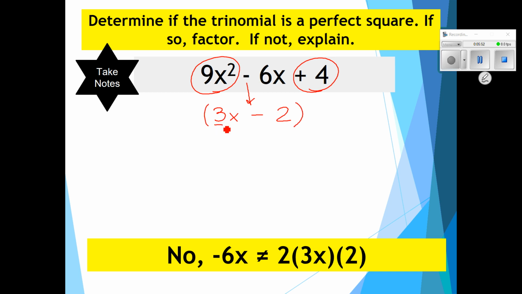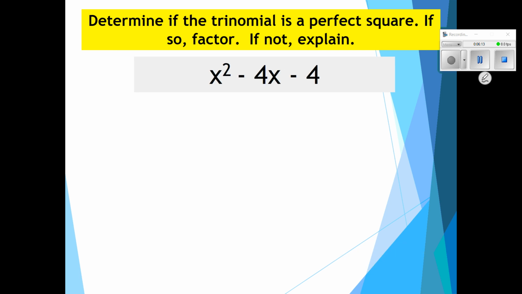We go 3 times 2 is 6, and we double it as 12. It does not check to be a perfect square trinomial because 2 times 3 is 6 and doubled is 12. That does not check. So instead of using this method, we would have to use the slide and divide technique that we learned in our last lesson. So it does not work for all trinomials.